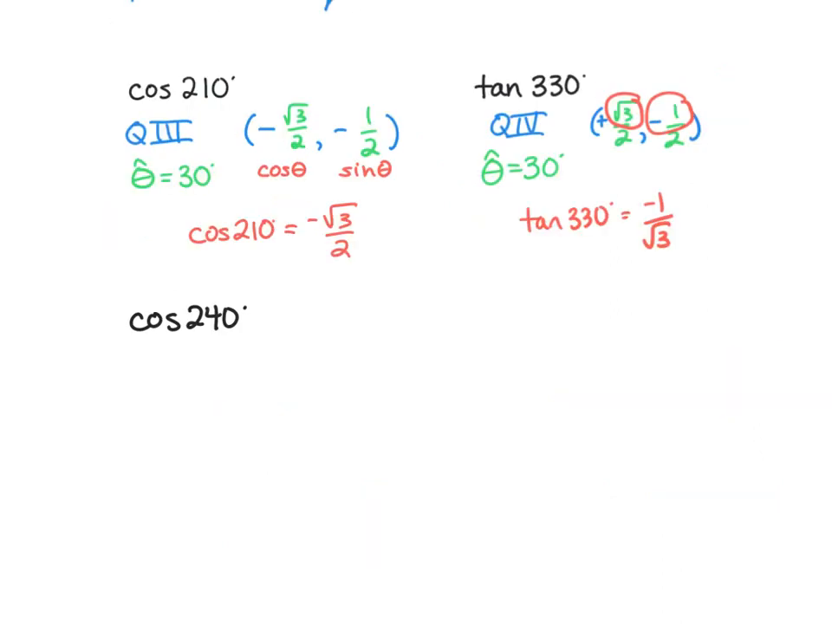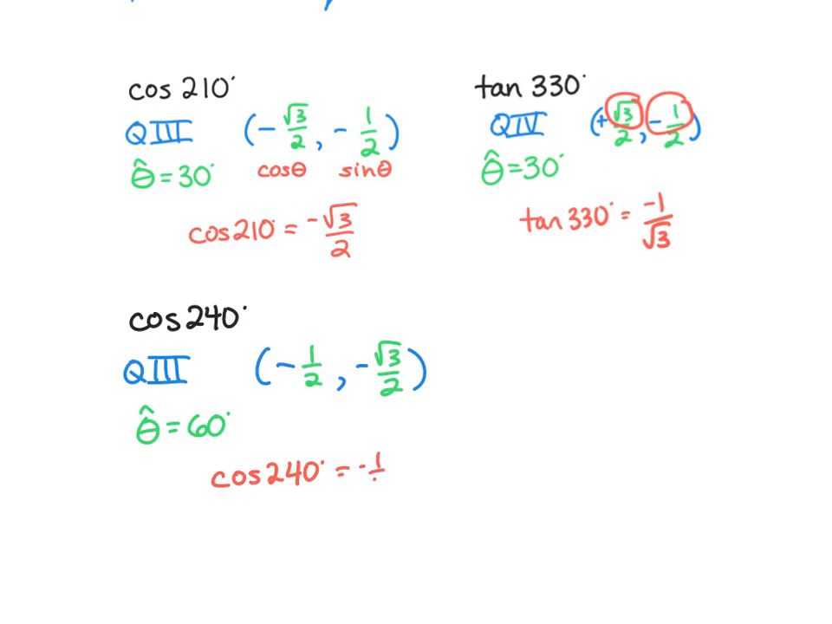If you're comfortable, hit pause and try this one on your own. If you need to hear it one more time, go ahead and walk through it with me. So again, we're in quadrant 3, because 240 is between 180 and 270, which means my ordered pair is negative, negative. And then this time I think about how far 240 is from 180, and it's 60 degrees, so my reference angle is 60 degrees. That means that my ordered pair that goes with it is 1/2, comma root 3 over 2. And so when I'm finding the cosine, it's still the first number, and so it's going to be negative 1/2.